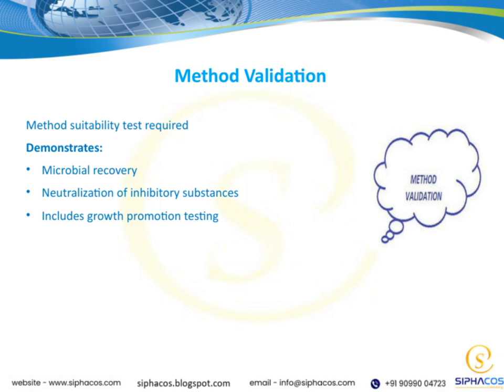Additionally, the suitability test includes growth promotion testing. This step verifies that the medium and conditions support the growth of the microorganisms we're trying to detect, which is essential for reliable results. Overall, these steps are vital because they ensure that our testing method is both accurate and reliable, which ties directly into the overall goal of maintaining quality and safety in our processes.